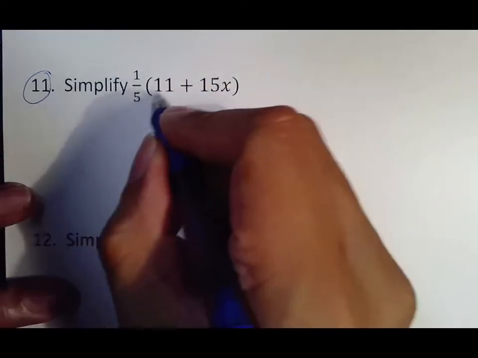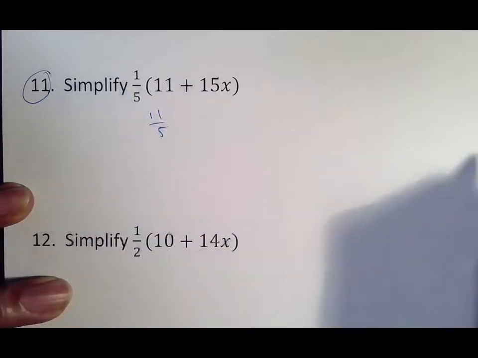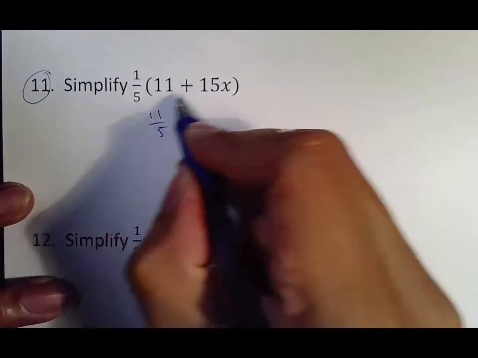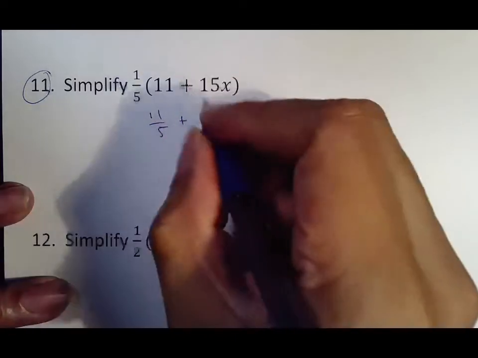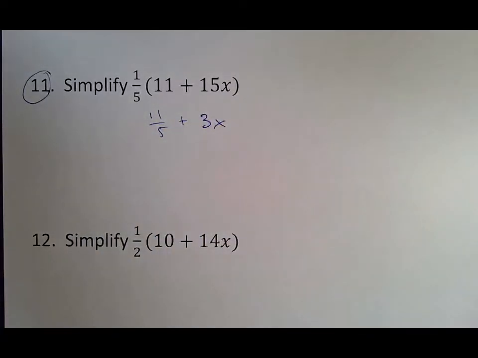Can you divide 11 by 5? No, so send it to the top. That should be 11/5. Copy your sign. Can you divide 15 by 5? Yes, so it'll be 3, and then attach your x to it. And that's all.